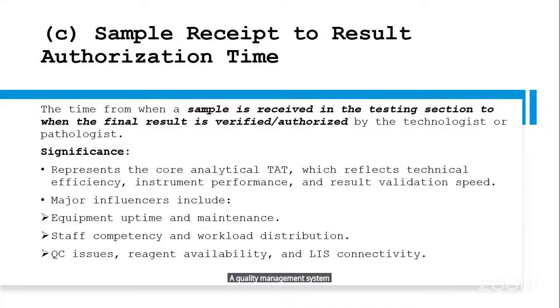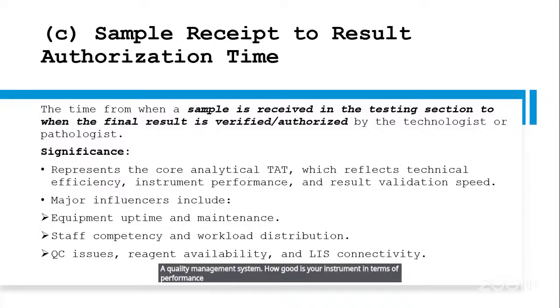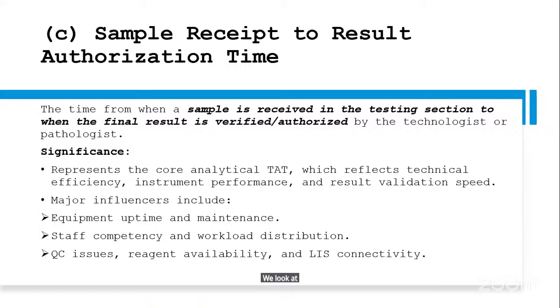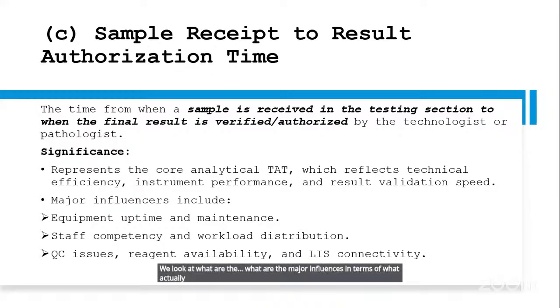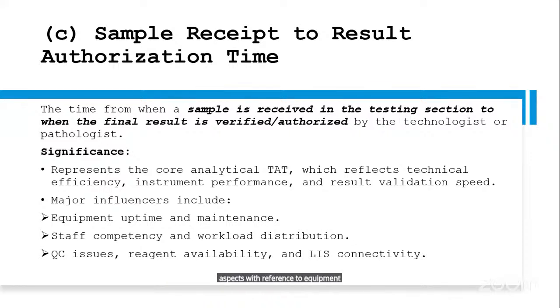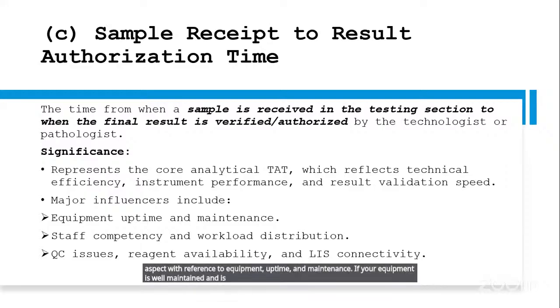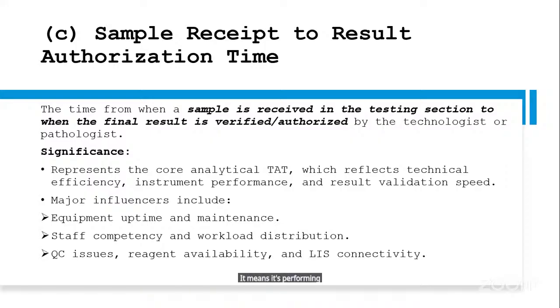How good is your instrument in terms of performance output? Do we have system downtime? Do we have maintenance issues? And how fast do we validate our results? Of course, what majorly influences this process is aspects with reference to equipment uptime and maintenance. If your equipment is well maintained and is stable, it means it's performing optimally. The analytical turnaround time will be okay.